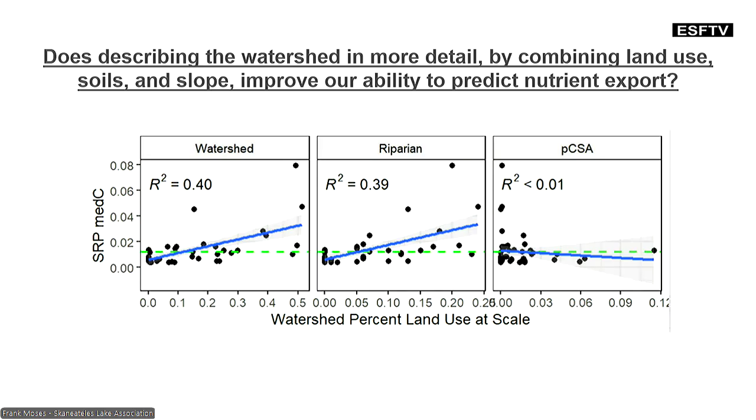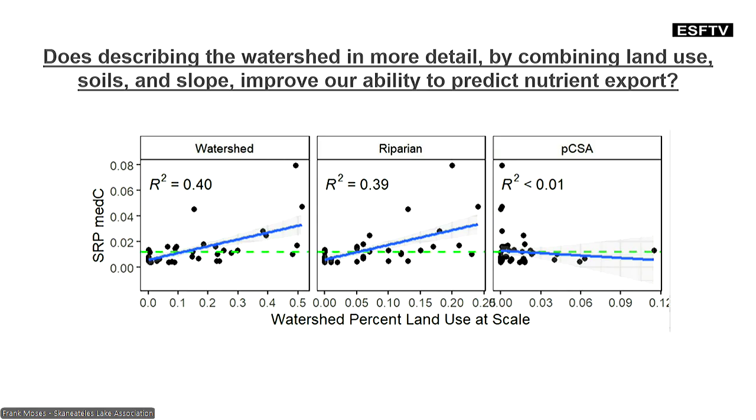So models using watershed scale land use explained as much or more variability than those using riparian or PCSA scale. So this suggests that nutrient generating areas across the watershed are as important as those adjacent to the stream. But one caveat could be that our stream network may not have captured all of the hydrologic variability. But this does suggest that it captures most of it, as these scatter plots look pretty similar.